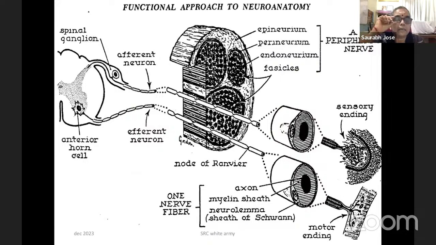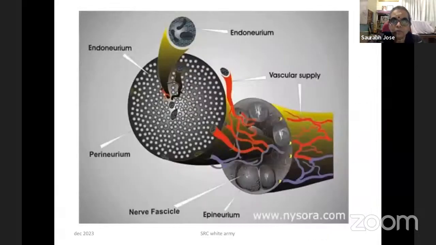Here you can see the afferent and the efferent. The efferent comes from the anterior horn cells. The efferent neuron, through the axons, connects to the motor end plate, and from the sensory endings, the afferent impulses go and reach the dorsal root ganglion and the dorsal horn. So this is the afferent and efferent communication of the peripheral nerves.